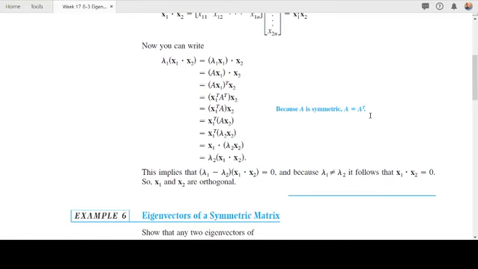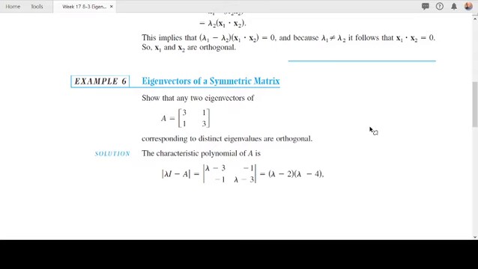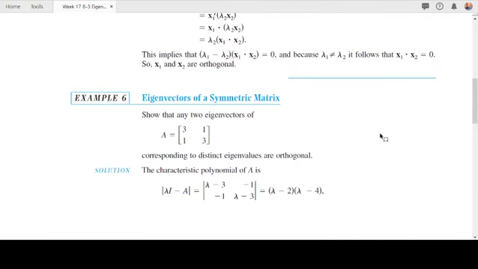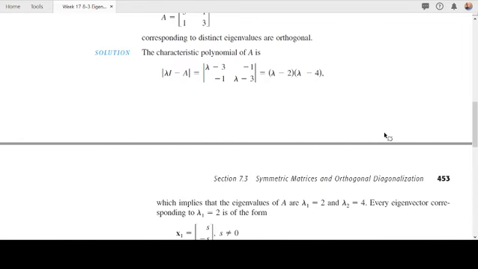Then there's an example of eigenvectors of a symmetric matrix A = [[3, 1], [1, 3]]. Show that any two eigenvectors of this 2 by 2 matrix are orthogonal, perpendicular. You see the characteristic polynomial is the determinant of lambda I minus A, and it turns out to be (lambda minus 2) times (lambda minus 4).